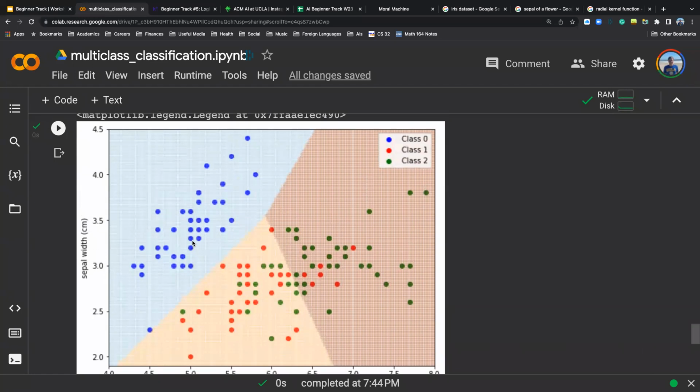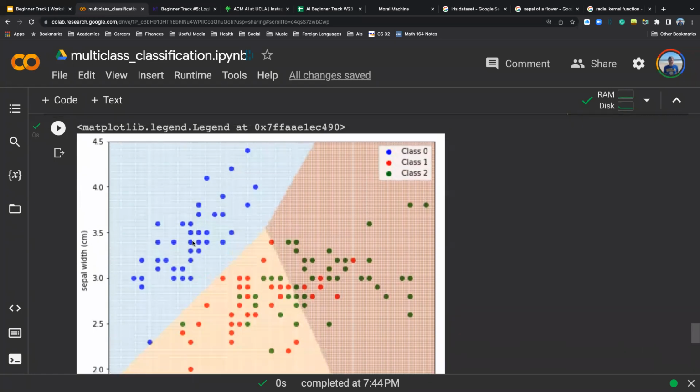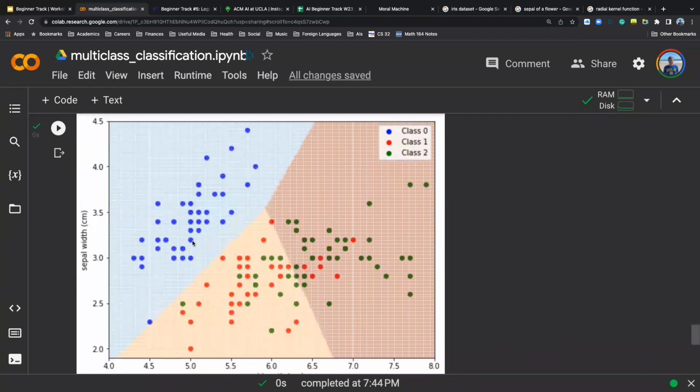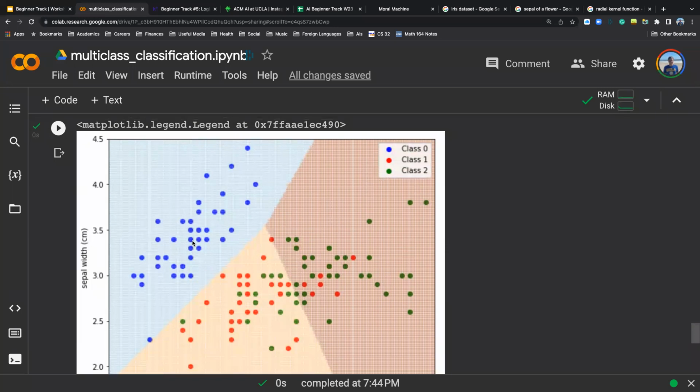I just had a quick question about the color map. The green lines in between, that are the boundaries of each color. Is that the logistic regression of class 0, class 1, class 2? That is actually a great question. There are two types of logistic regression: one versus all and one versus one. I believe this one is one versus all.